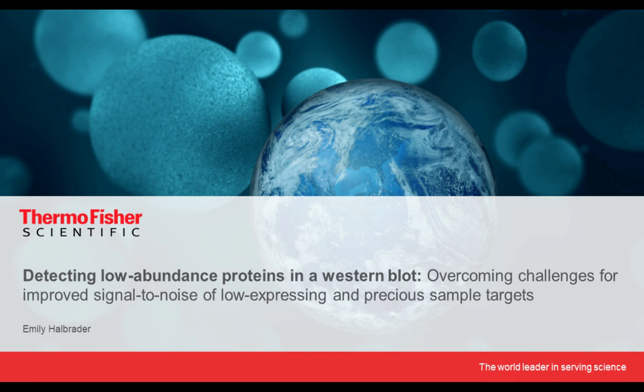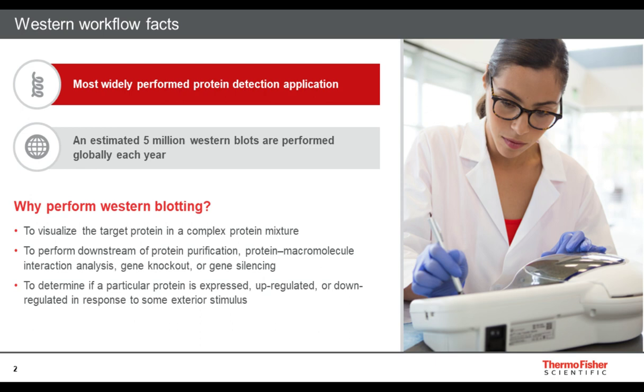Just to recap again, today we'll be focusing on the detection of low abundance protein targets in a Western blot. Western blotting is a powerful and widely used protein research application as it allows the full visualization and characterization of target proteins in a complex mixture. An estimated 5 million Western blots are performed across the globe each year, which are utilized to help researchers better understand their individual protein of interest in highly popular areas of study, including drug discovery, cancer research, and disease.